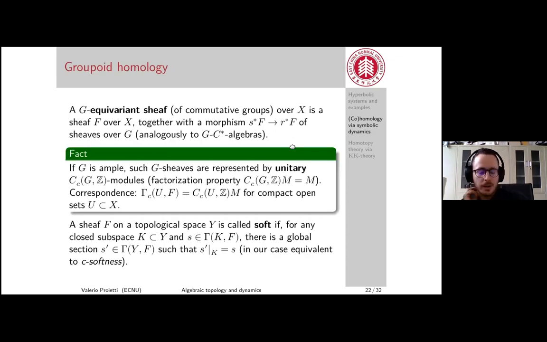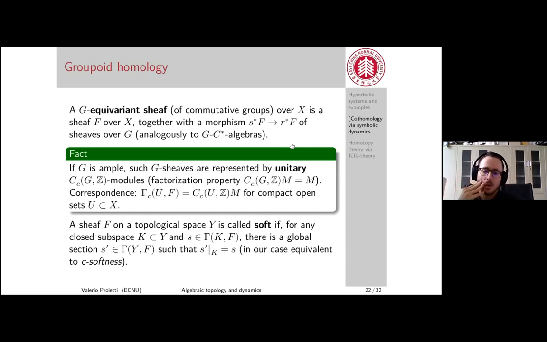All right, so with this in our hands, let's move to equivariant sheaves and groupoid homology. A G-equivariant sheaf, where G is a groupoid over X, is a sheaf F over X together with an isomorphism of sheaves between the pullback sheaf over the source map and the pullback over the range map of the sheaf.